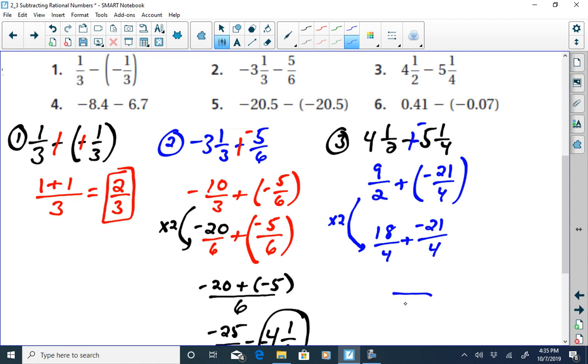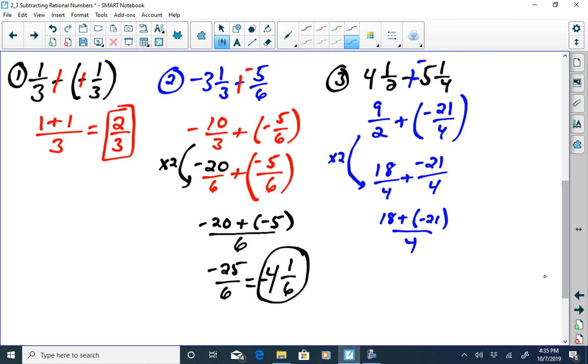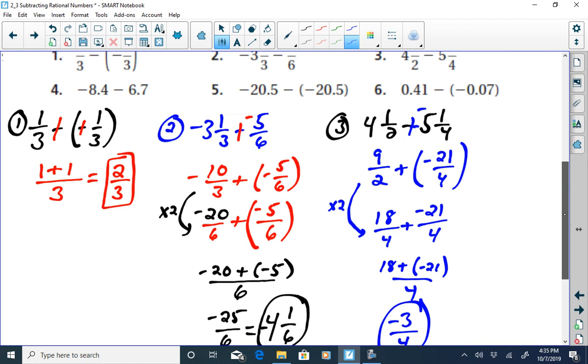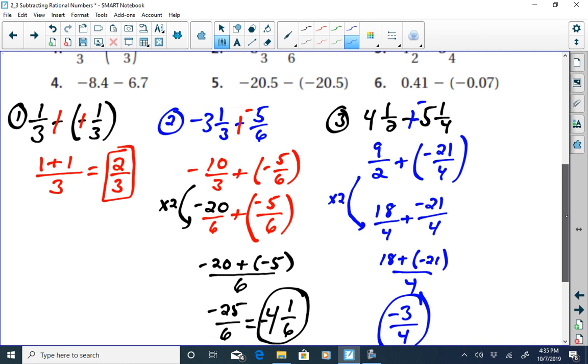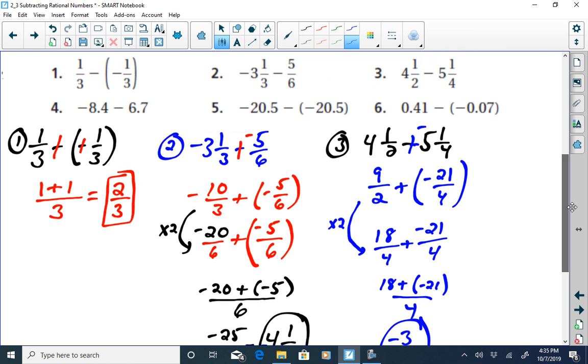My next step is to write over a denominator of 4. We have 18 plus the negative 21. I'm adding opposite signs, so we have to subtract their absolute values. 21 take away 18 is 3, but there's more negative than positive, so that's going to be negative 3 over 4.